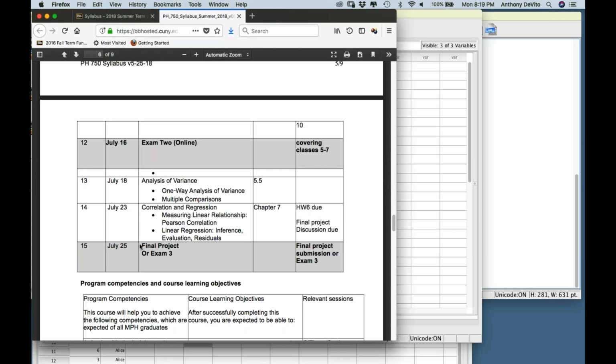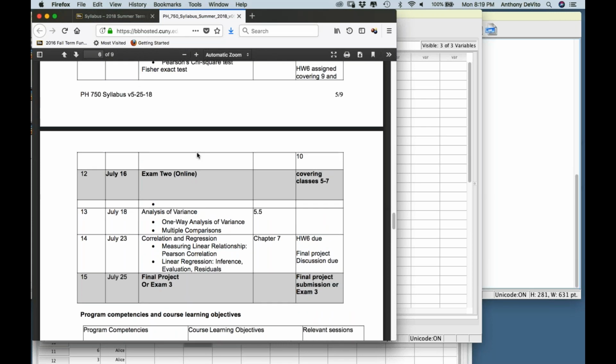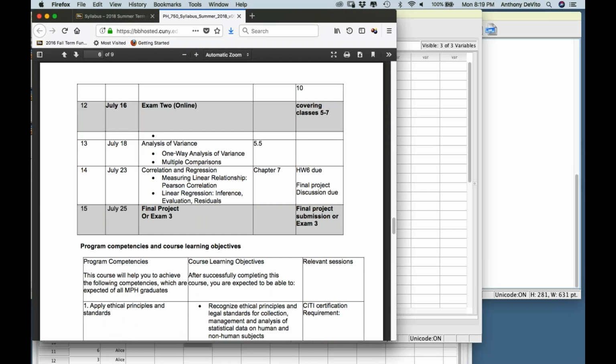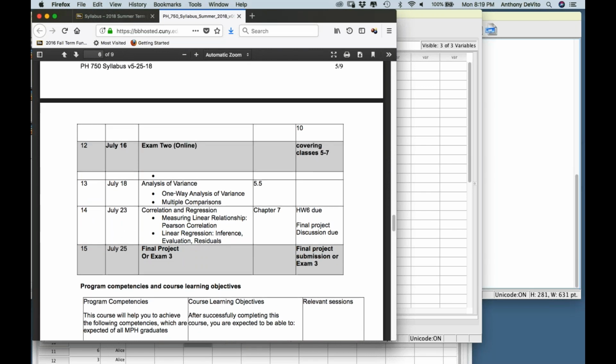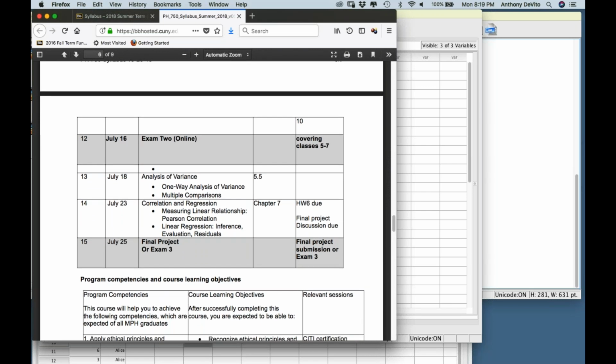And you'll have a choice of doing a relatively simple, straightforward project where you demonstrate how you would apply statistics to a real database, right? Or take exam 3 with those two topics, correlation, regression, and chi-square. So you'll have a choice on that. So that's the layout for the rest of the semester.